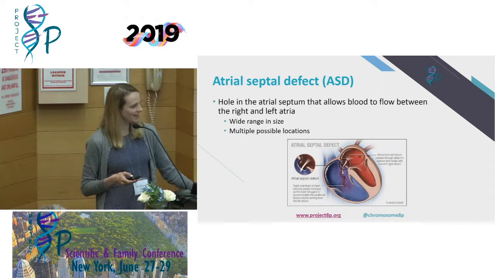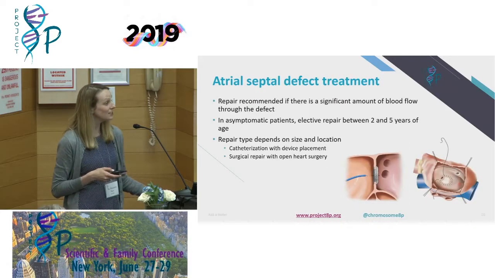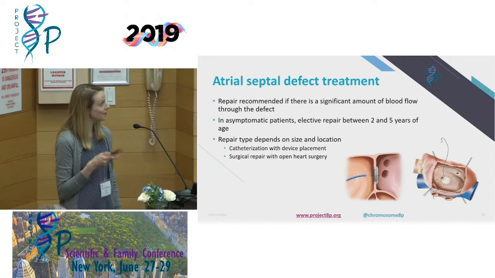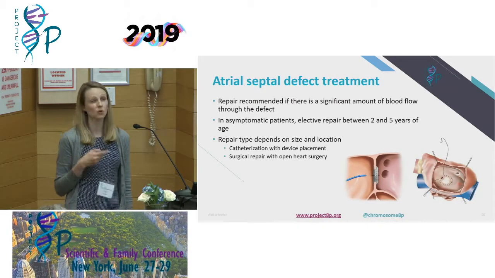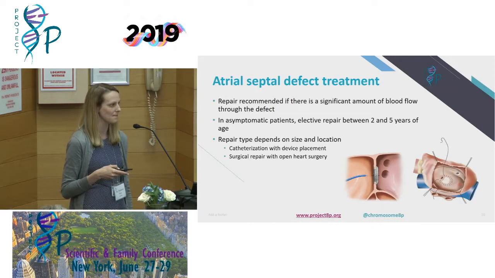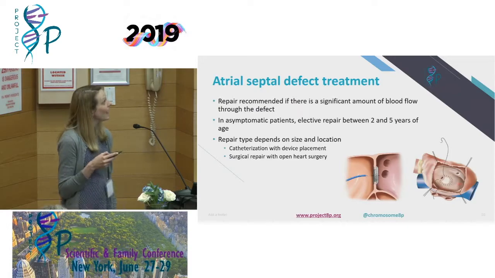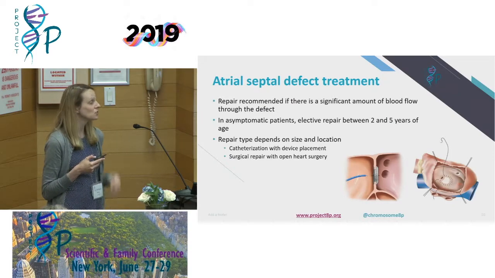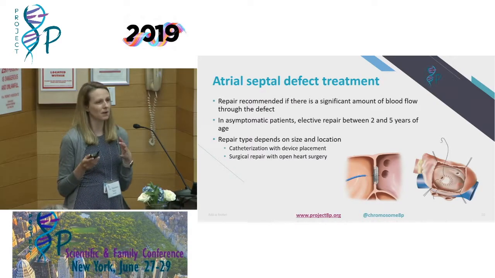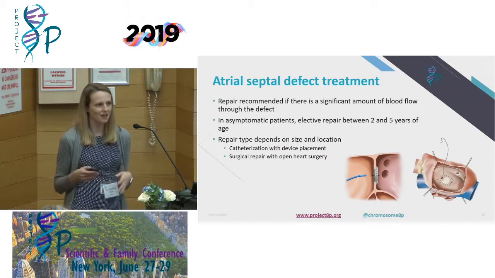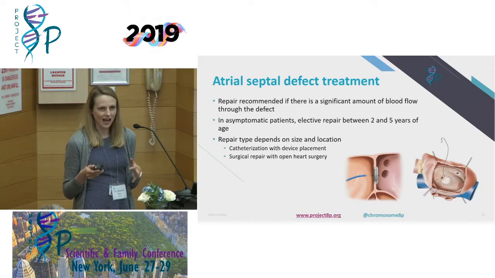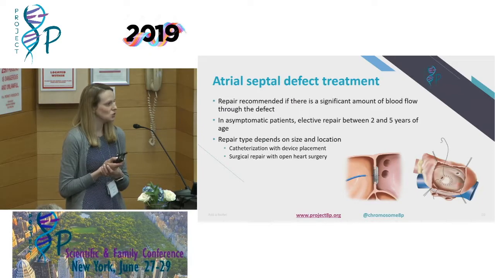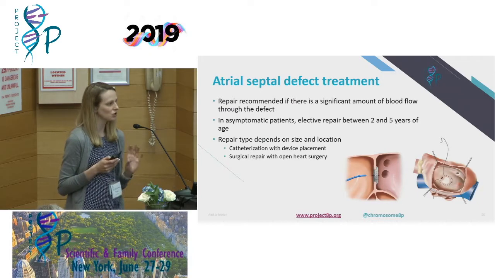If we decide that the defect is big enough that there's extra blood flow and we're worried the patient's going to develop problems eventually, we will decide to do something about it. And usually in patients with atrial septal defects, we try to repair them between age 2 and 5. It might be different depending on the size and symptoms in an individual patient, but that's sort of the ideal time we try to fix these.